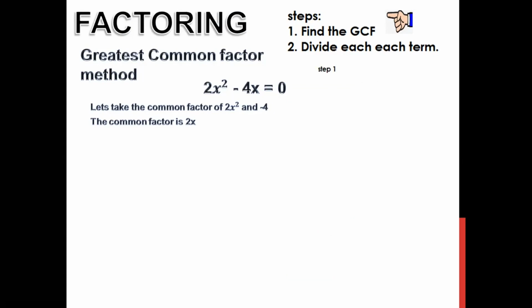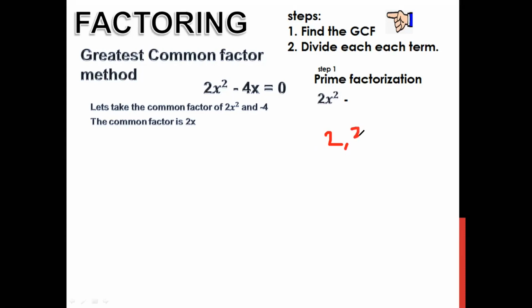Okay, step 1. You should be familiar with prime factorization, because prime factorization can be used in any type of equation, maybe an easy equation or a complicated equation. So we have 2x squared. Take note, the prime numbers are 2, 3, 5, 7, 11. So take note of that.